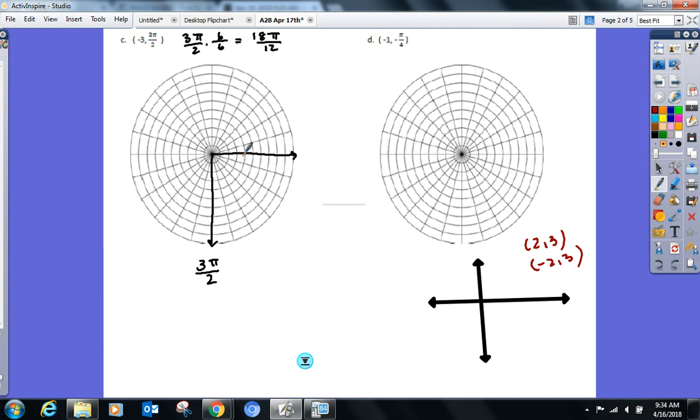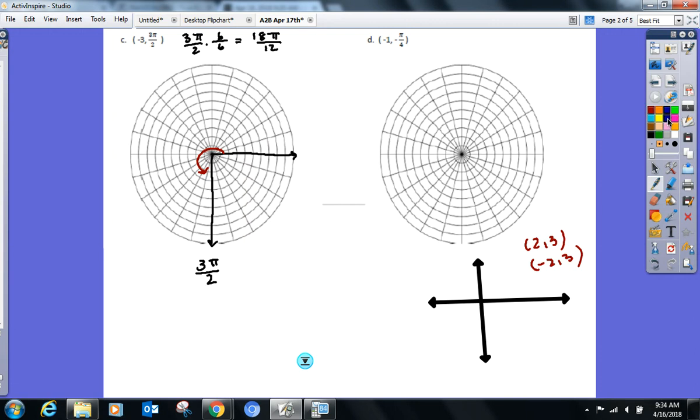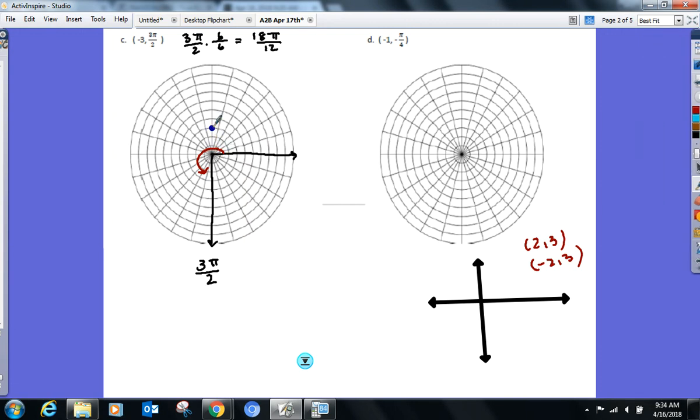You still make your rotational arrow to show me that's 270, but now I'm going to go on the opposite ray and go 1, 2, 3. That's where it is right now. There's your point: -3, 3 pi over 2. So when R is negative, you place it on the opposite ray.